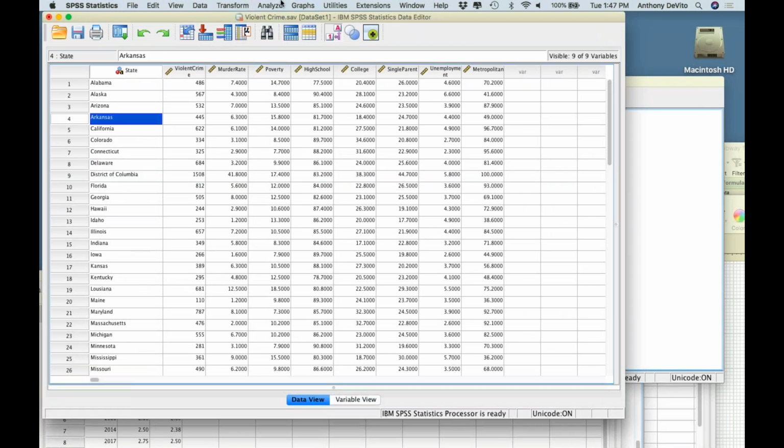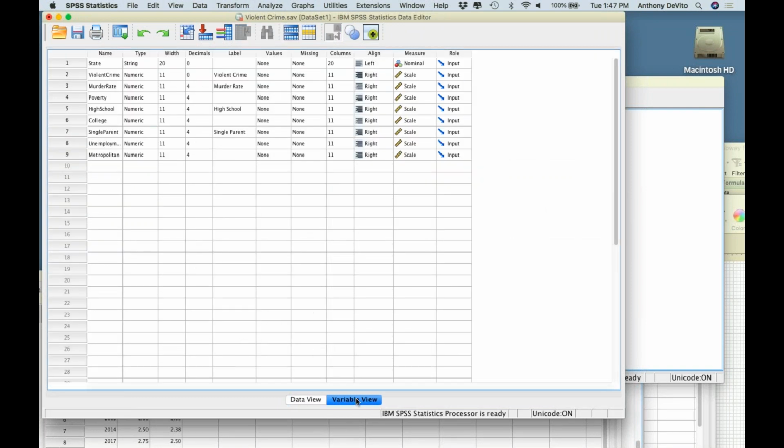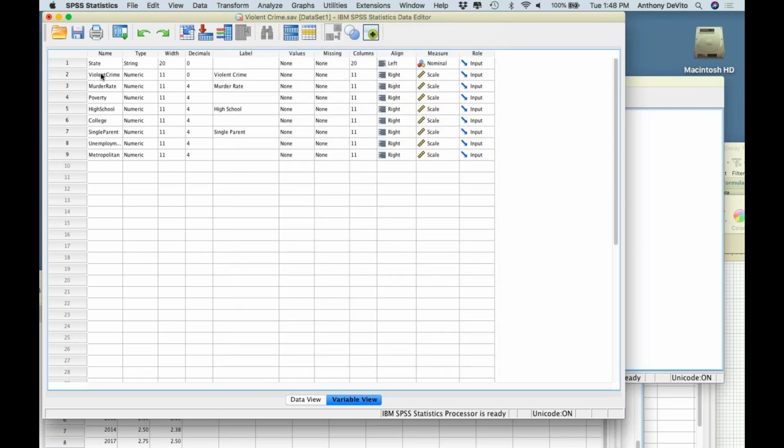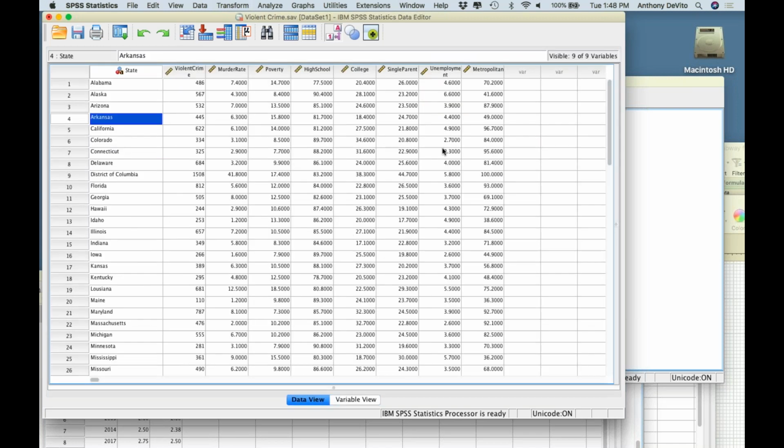Okay, so the first thing I'm going to do is examine the data files I have. I'm going to go into the variable view. In the variable view, I can see that almost all of the data here is numerical data. And what is that data? That's the rate of violent crime, the murder rate, the poverty rate, high school graduation rate, the college rate, the proportion of families that are single parent households, the unemployment rate, and whether it's a metropolitan or urban community. In other words, its relative size, I guess.